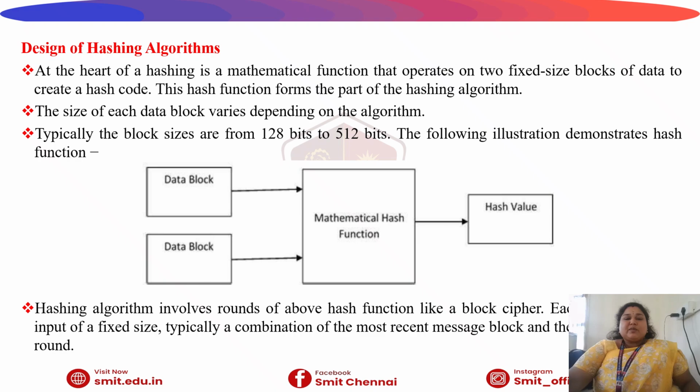Next, the design of a hash algorithm. This is a proper design. There are two or more data blocks. We feed these into the mathematical hash function, and then we produce a hash value. At the heart of hashing, a mathematical function operates on two fixed-size blocks of data to create a hash value. Hash functions form part of the hashing algorithm. The size of each block depends on the algorithm and varies, from 128 bits to 512 bits.